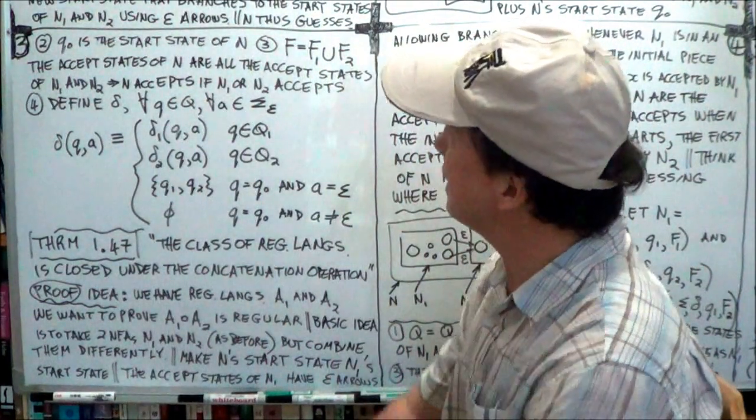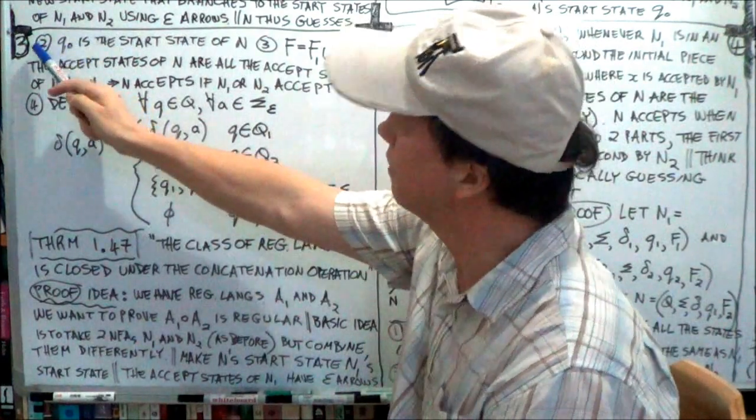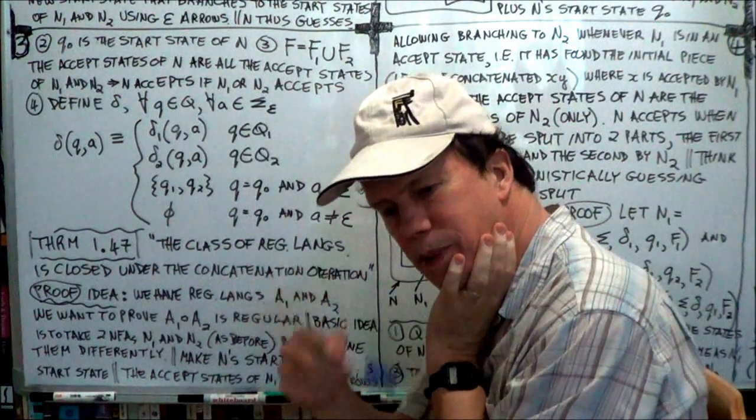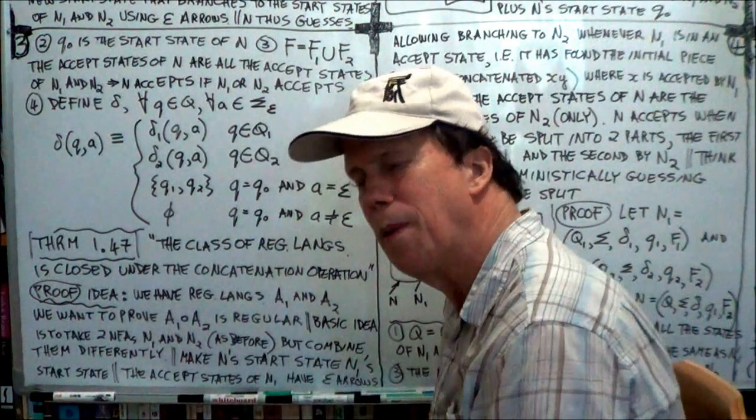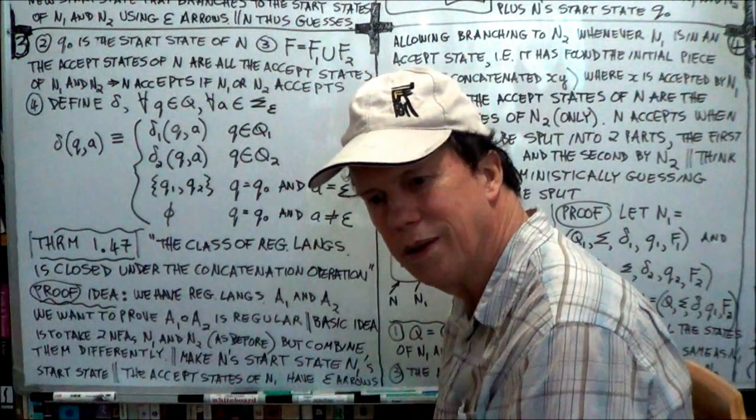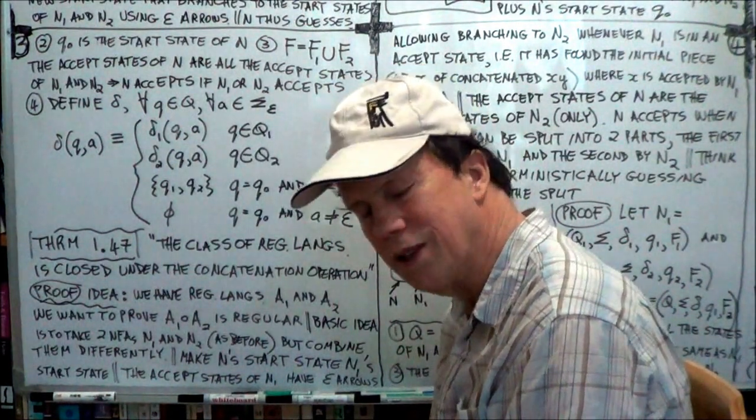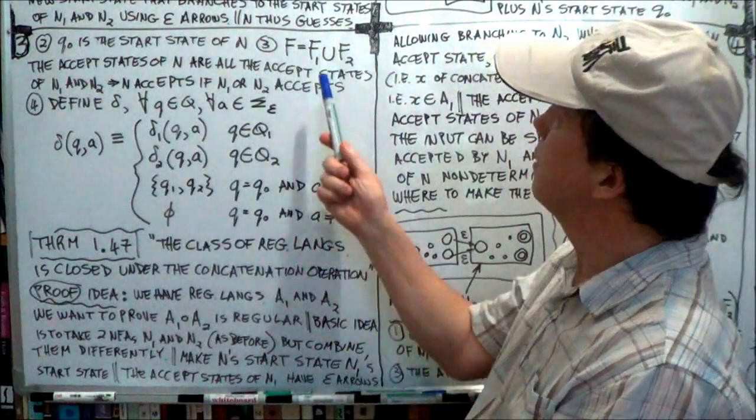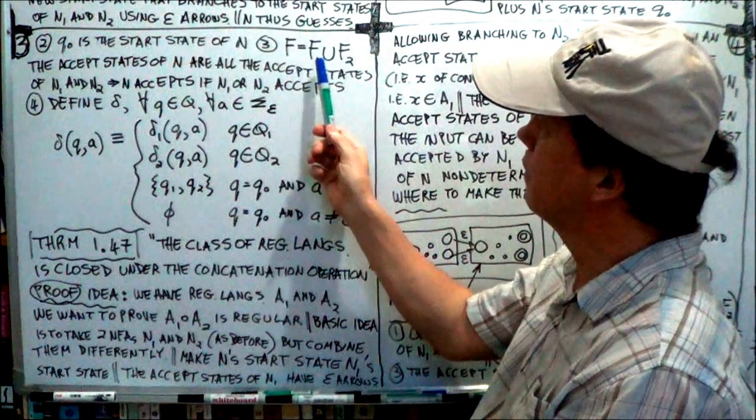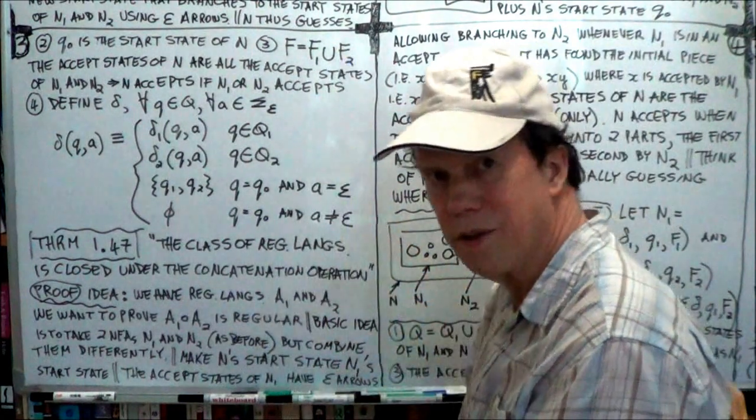So, okay, Q0 is the start state of N. Now, big N, the bigger machine that has two parts, N1 and N2. What's its capital F? In other words, what is its set of accept states? Well, this seems fairly obvious. It's just the union of the accept states of N1 with the accept states of N2.